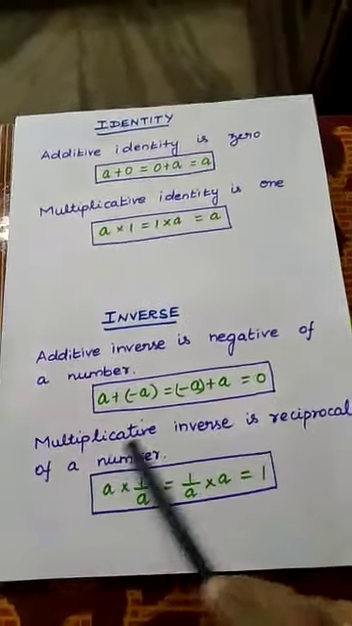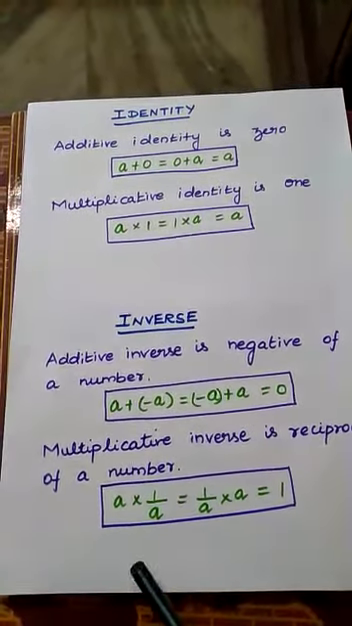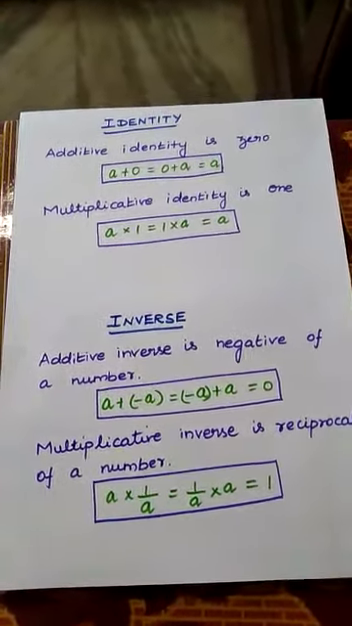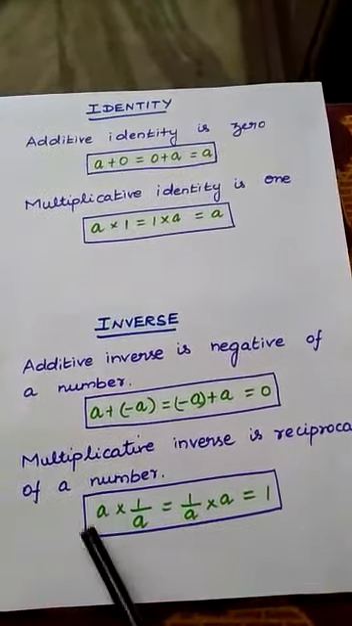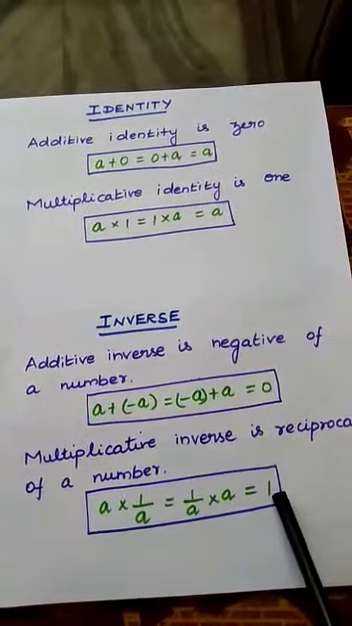The next one, multiplicative inverse is the reciprocal of a number. For example, you take one number 2. What is the reciprocal of 2? That is 1 by 2. So, a × (1/a) = (1/a) × a = 1 only. That's all.